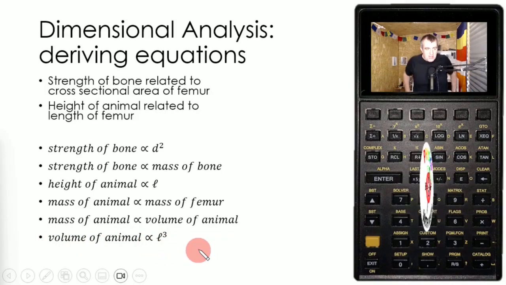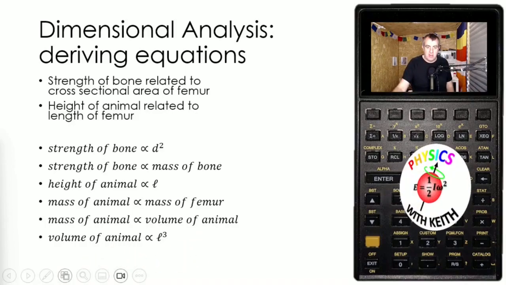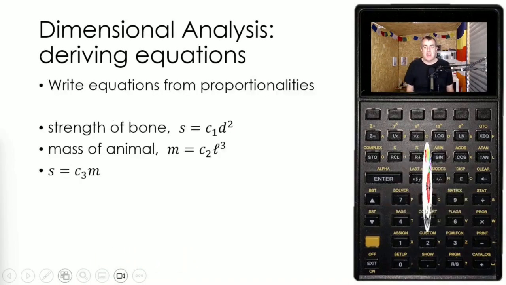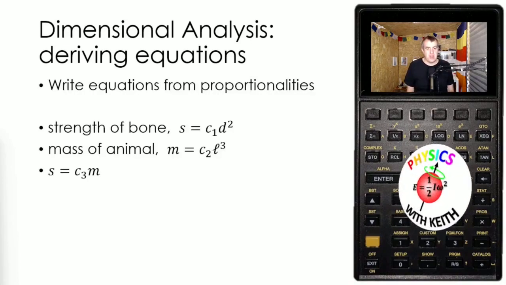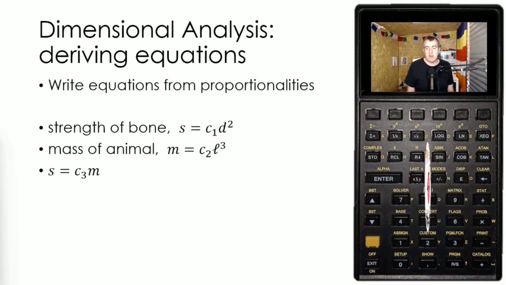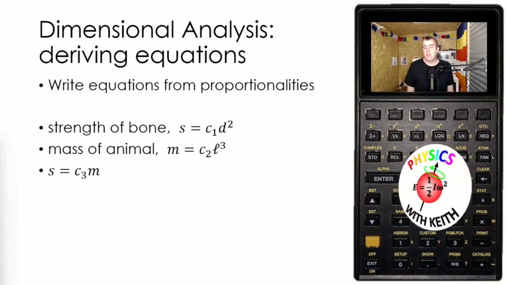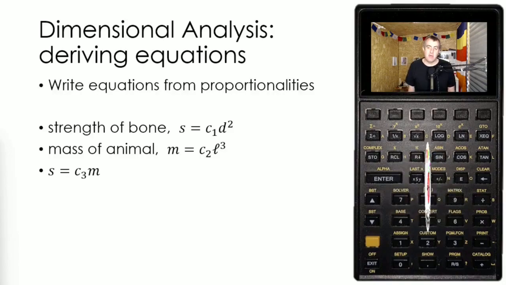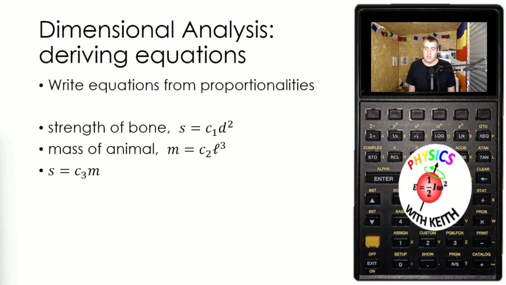So we're kind of just having some guesses at things to do with these giant animals. And then we can have a look at the relationships. So we want the bone to be strong enough to support these animals. Some set constant amount of strength of bone that is sufficient. So let's just call that S and say S is proportional to D squared. That's what we had before on that list.